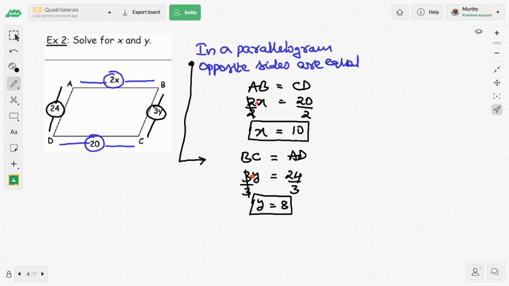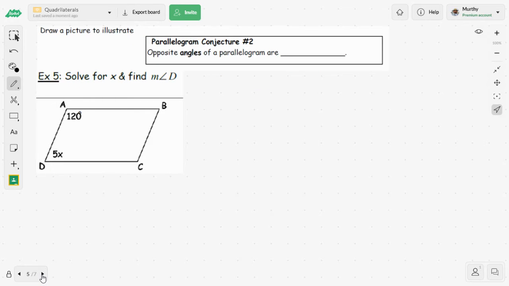Okay. Then, any questions on this? If you have any questions, please send an email. So this is how we found the value of x and y by using the property of a parallelogram. In a parallelogram, opposite sides are equal. Okay, next, the second property.